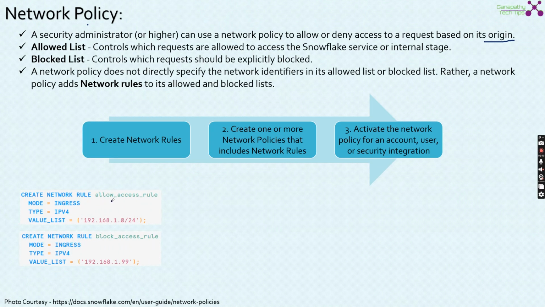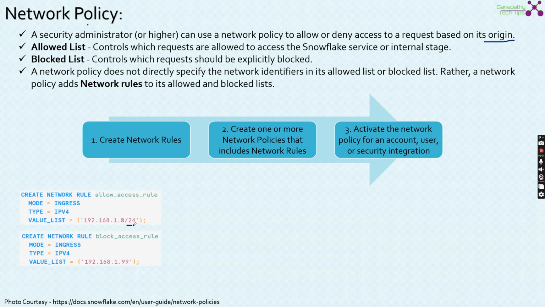Now, here we are seeing the creation of the network rule. Here we are creating an allow access rule, which is of mode ingress. Ingress meaning incoming traffic, type of IPv4. This is the CIDR block. So 256 addresses, 192.168.1.0, it will go till 256 actually.